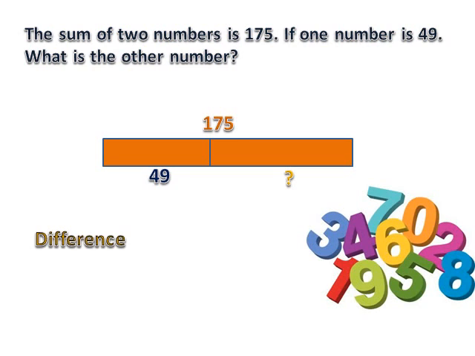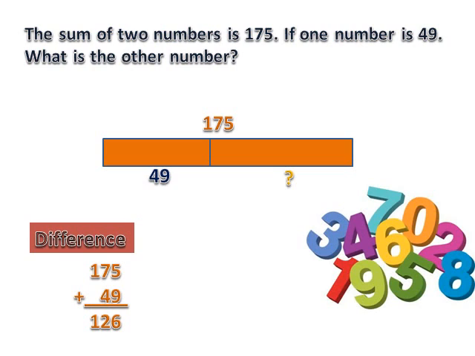Okay, of course, we need to get the difference. So that's 175 minus 49 equals 126. Again, the last part of the information is the sentence. The other number is 126. Okay, so basically the first number is 49, the other number is 126.